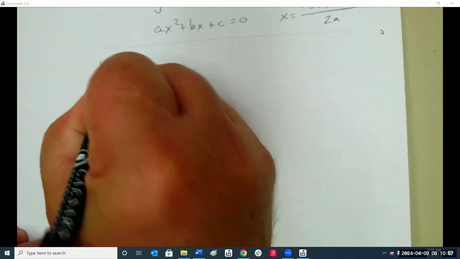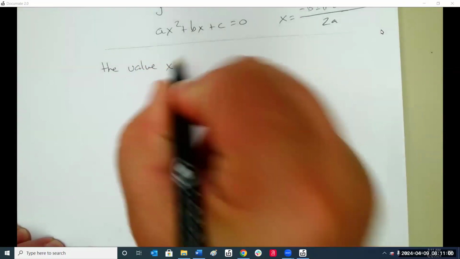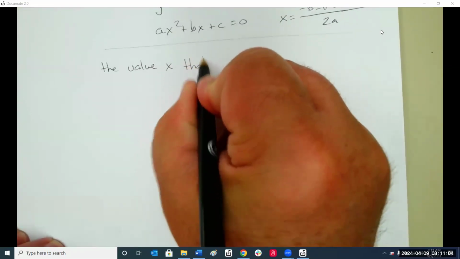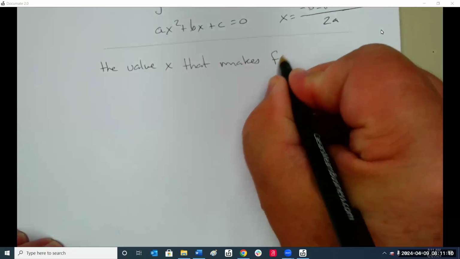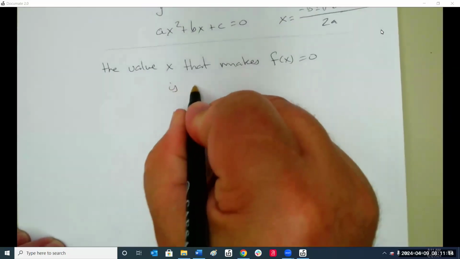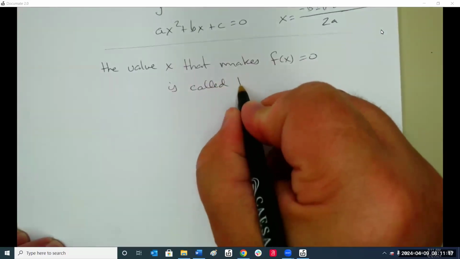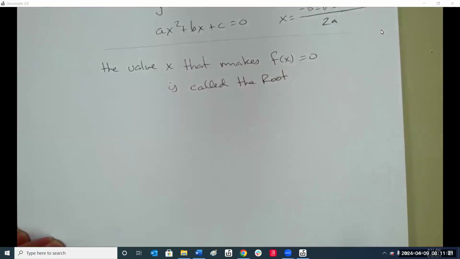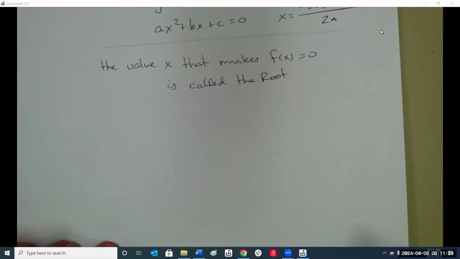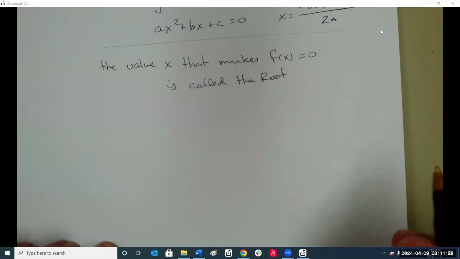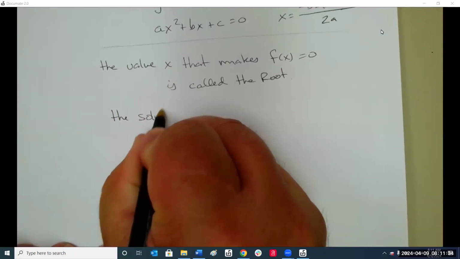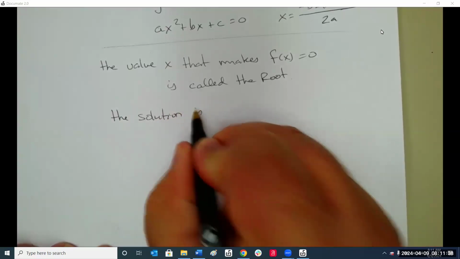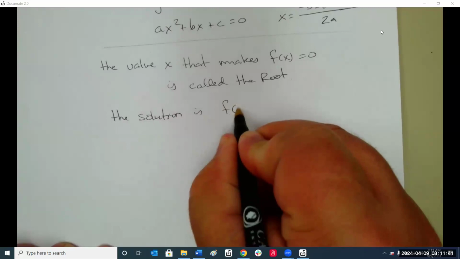Basically, this is what it looks like. The value x that makes f of x equal 0 is called the root of the function. The solution is the f of x equals 0.